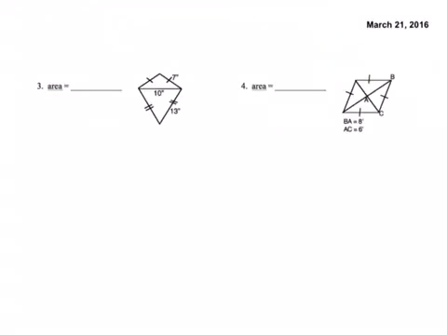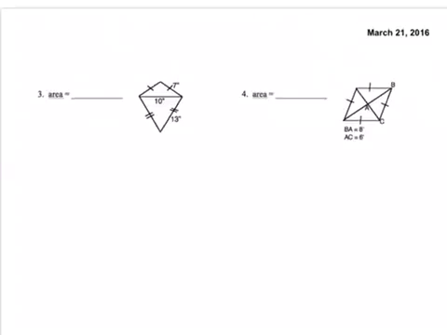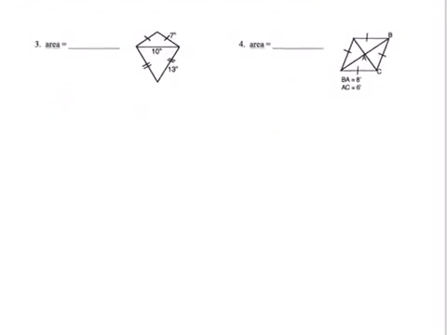Number 3, we have a kite here. And I know the formula for a kite is diagonal 1 times diagonal 2, all divided by 2. So I need to find the diagonals. Well, my first diagonal is 10 here, right there. So I know that's 10 times, and it's divided by 2, so I'm missing my second diagonal.